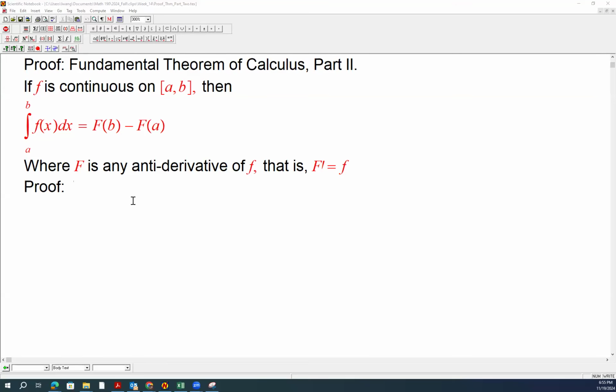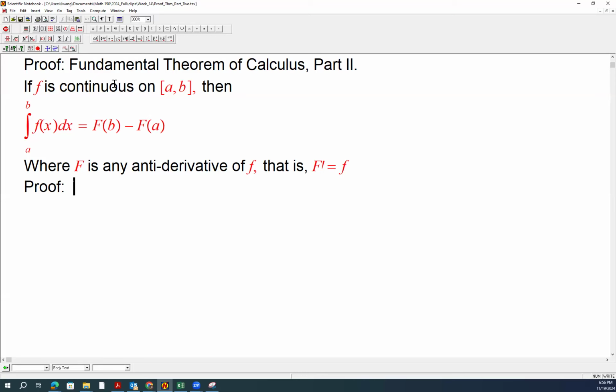Oh, hello. In this lesson, we're going to prove the fundamental theorem of calculus part 2. So let's look at the statement we're about to prove: if f is continuous on a closed interval, then the definite integral from a to b of f of x is equal to capital F of b minus capital F of a, where capital F is any antiderivative of lowercase f, i.e. the derivative of capital F is equal to lowercase f.